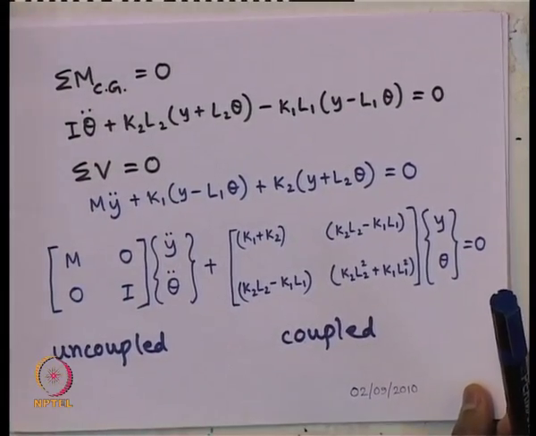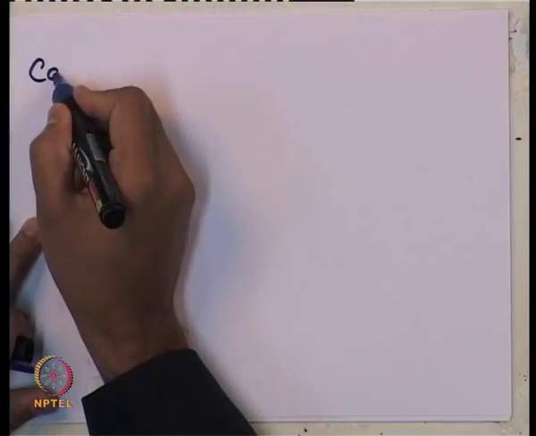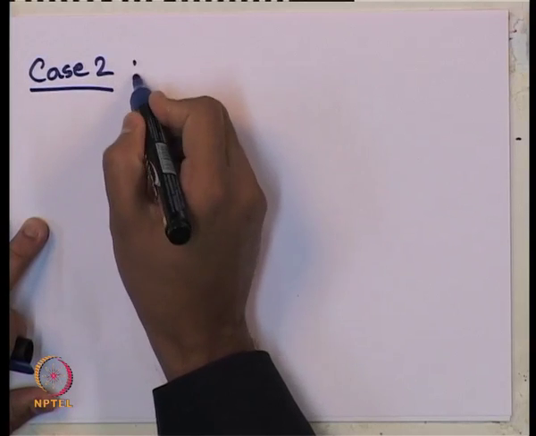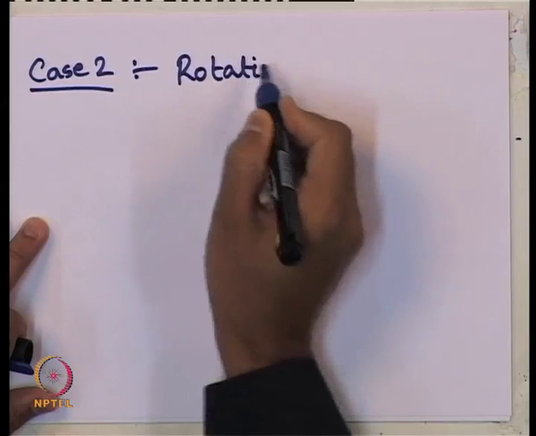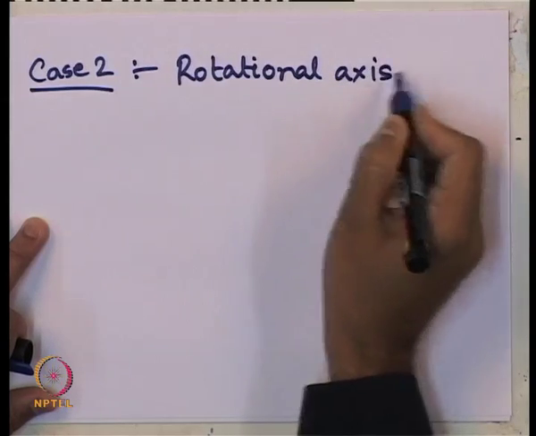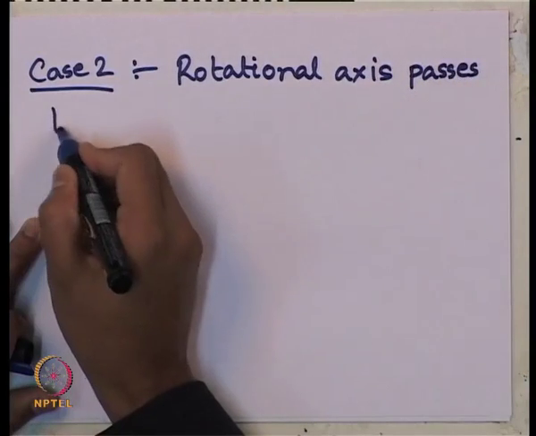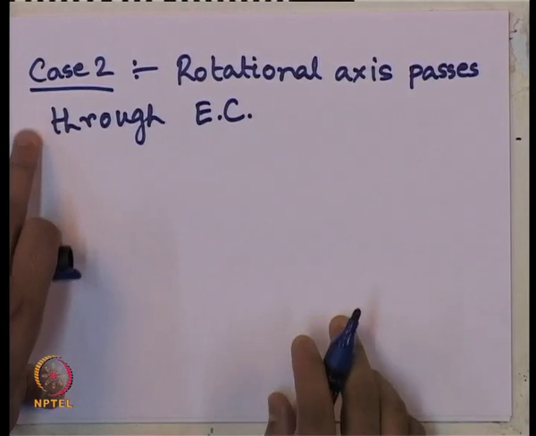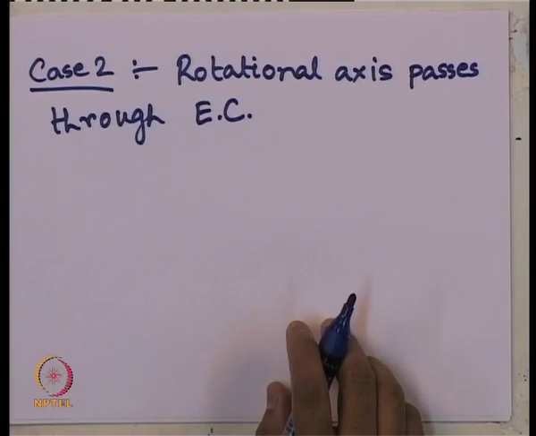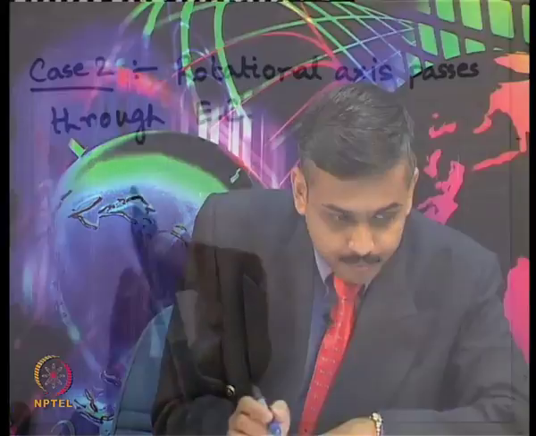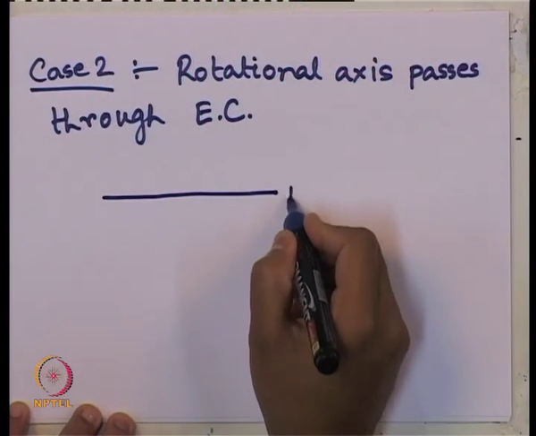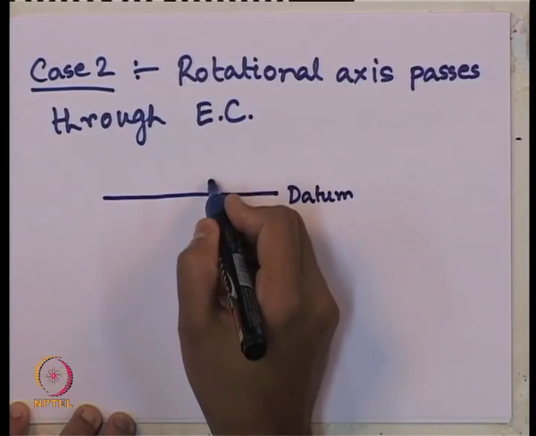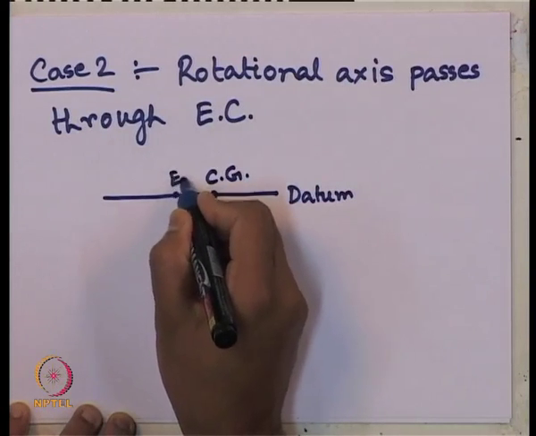Now, let us see what other possible cases for the same problem we can address. So, in case 2, let us consider that the rotational axis passes through the elastic center. The first case we had considered the rotational axis passes through the center of gravity. In this case, we are considering the rotational axis passes through the elastic center. So, how will the free body diagram look like? Let us see. Now, we have the datum, this one. We had our CG of the beam here and the elastic center is somewhere here, EC.